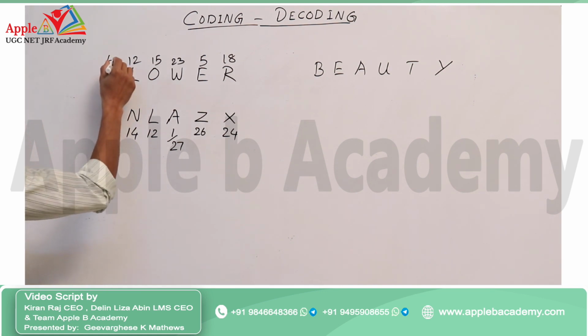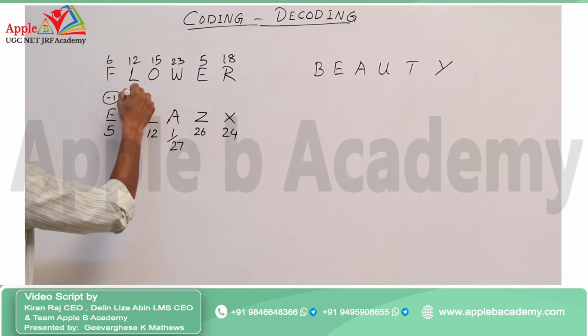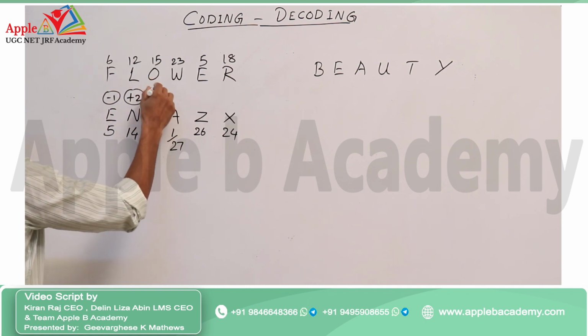F, this is 6, this is 5, so minus 1. And this is plus 2. And it's minus 3. And this one?